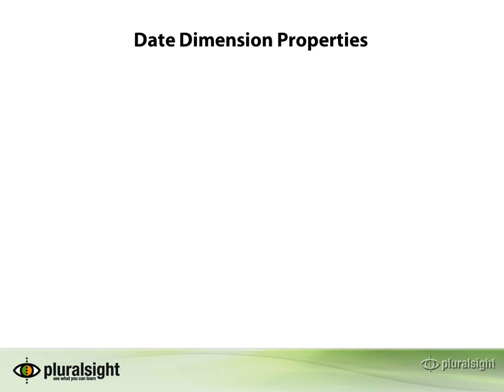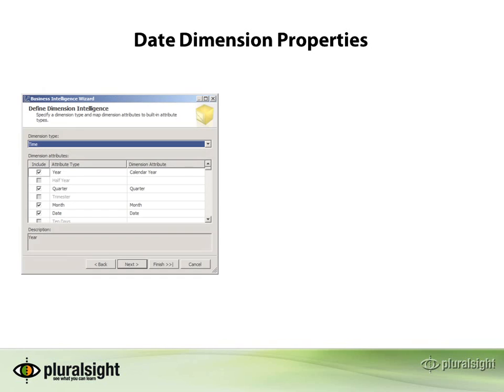When we have a date dimension in our database that's been created using the bottom-up approach, that is, based upon an existing table from our relational data source, there are some additional properties that we need to configure. First, we need to configure dimension types and attribute types. We can do this easily using the Business Intelligence wizard.